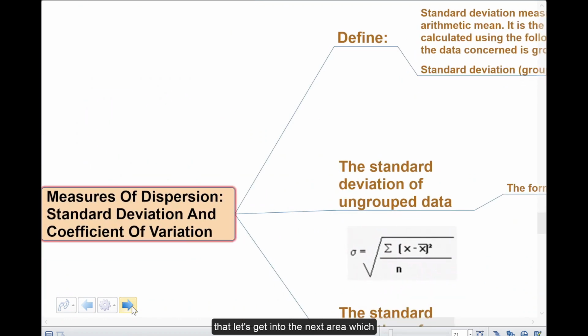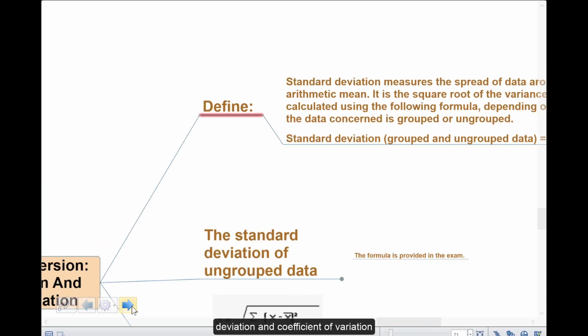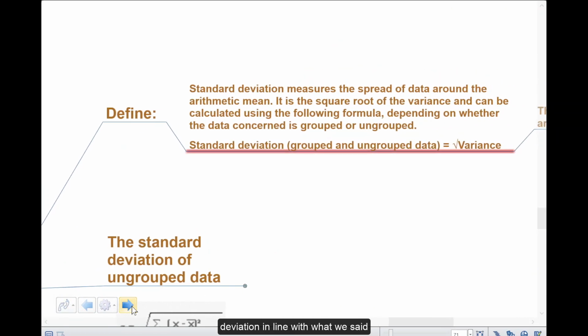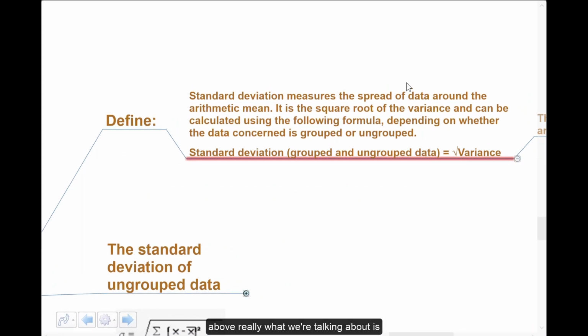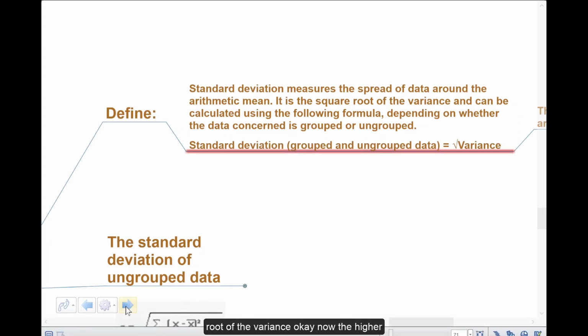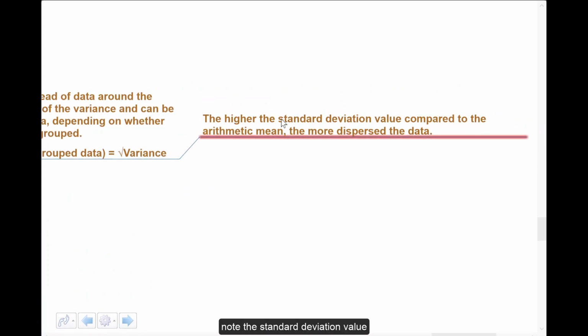Let's get into the next area, which is measures of dispersion, standard deviation and coefficient of variation. When we think of a standard deviation, in line with what we said above, what we're talking about is the spread of data around the arithmetic mean. It's the square root of the variance, and can be calculated as follows. Standard deviation, grouped and ungrouped, is the square root of the variance. Note that the higher the standard deviation value compared to the arithmetic mean, the more dispersed the data. Try and remember that. The higher the value, the more dispersed the data.